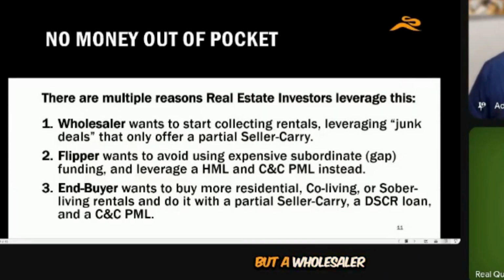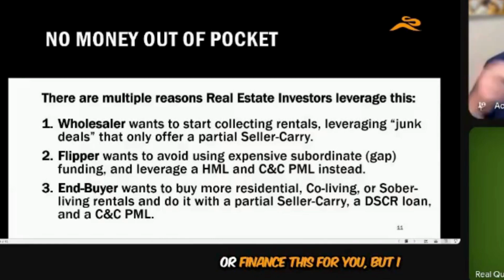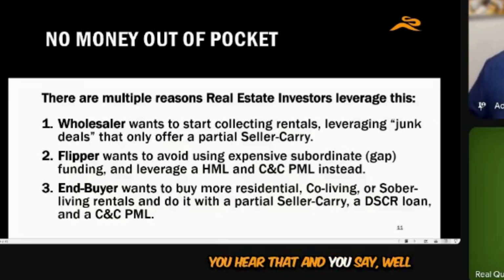But a wholesaler maybe does this so they can start building up a portfolio of homes. A lot of the wholesalers I talk to say that what they really would like to do is build a portfolio of rental properties while they're wholesaling and making money, while they're being successful as a wholesaler. So I ask them, hey, do you ever have those deals where the seller says, oh, sure, I'll do a seller carryback, I'll seller finance this for you, but I want a huge down payment. I want 50% down or some crazy amount. You hear that and you say, well, that's not a deal then.